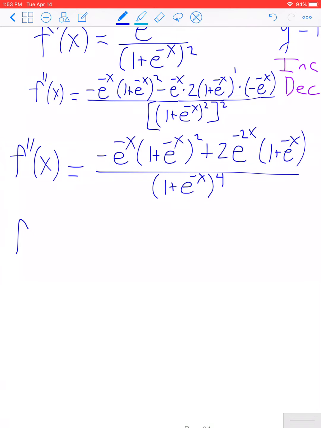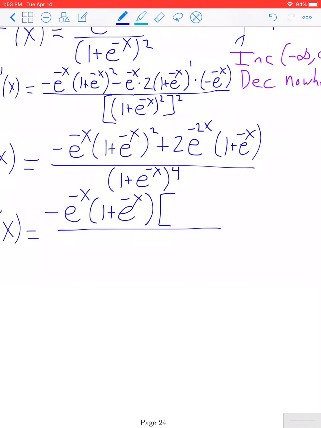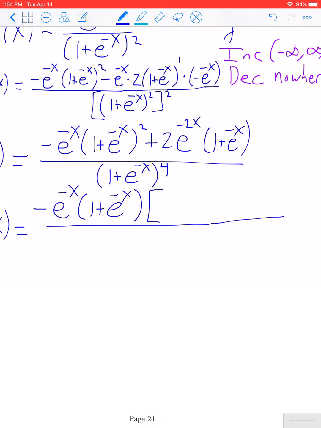In the numerator, there's a common factor. I can not only pull out an e to the negative x, but I can also pull out a 1 plus e to the negative x. And because the first term is negative, let me actually factor out a negative GCF from that numerator. When I factor it out of the first term, what we're left with is a 1 plus e to the negative x, now to the 1st power.